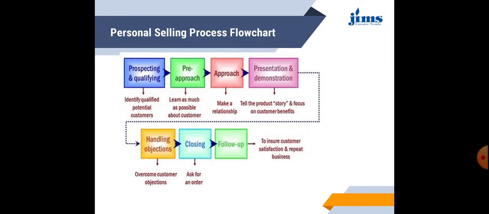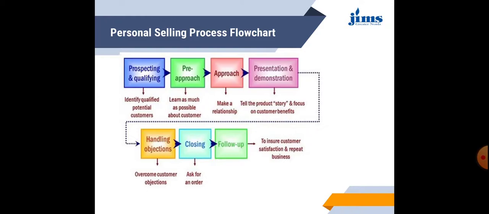Then the second step is pre-approach. After identifying or preparing a list of customers, in the second stage, the seller or the sales force has to find out the details or do some kind of detailed analysis of the customer. Then the next step is approaching, that is approaching the customer and making a relationship between the seller and buyer. That means now you are at the stage when you go and talk to the customer or approach the customer.